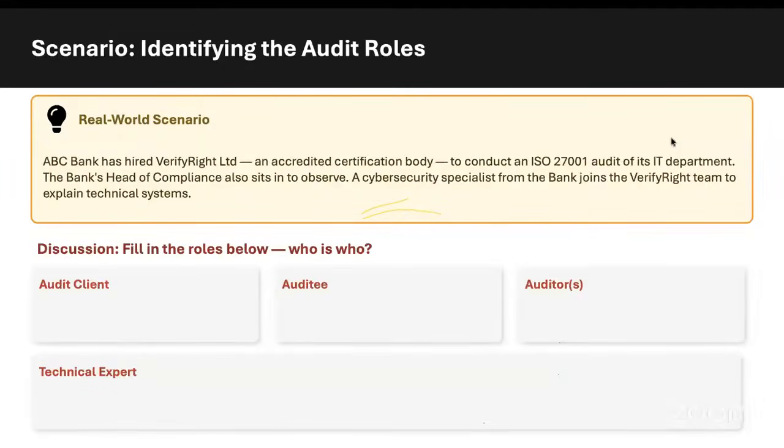Now, the last part is the technical expert. Thank you, Shegun Joyegbe. He said the technical expert is the cybersecurity specialist from ABC. I said earlier that it is someone who provides expertise to the audit team.